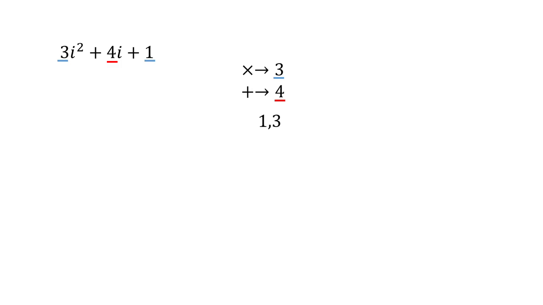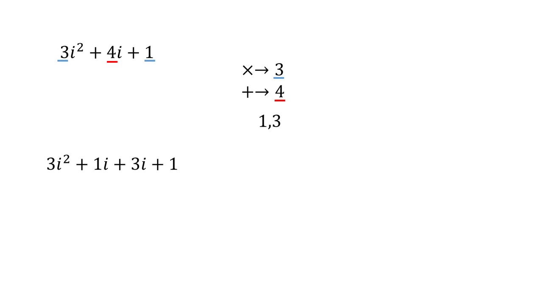Now we can split our middle term, so we can rewrite this as 3i squared plus 1i plus 3i plus 1. If you chose to put your 1 and your 3 the other way around, it will still work, but your solution will look a bit different from the one I'm showing you now.